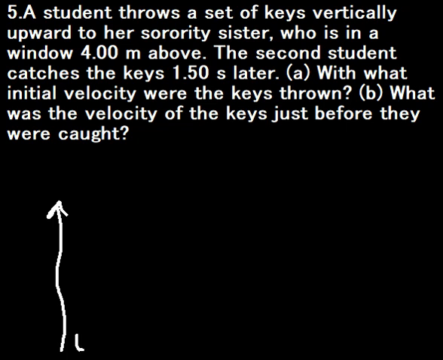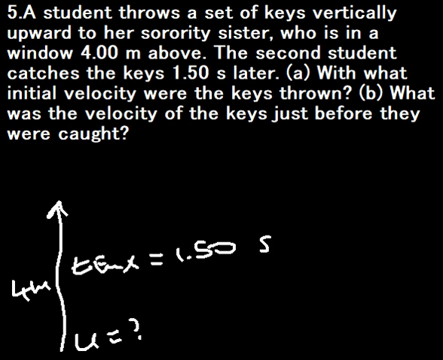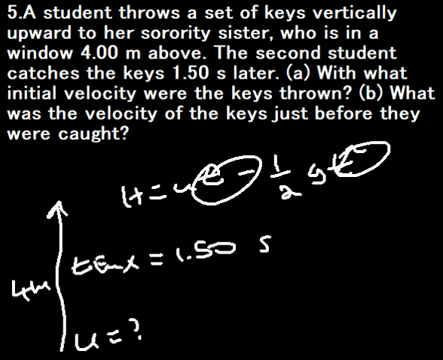The keys were thrown with an initial velocity that we don't know, but the height is given as 4 meters. And the time for the whole journey, Tmax of course, is given as 1.50 seconds. So that is, with what initial velocity were the keys thrown? Of course, you can use this formula: displacement d is equal to ut minus half gt squared, where d is the height, which is the displacement.